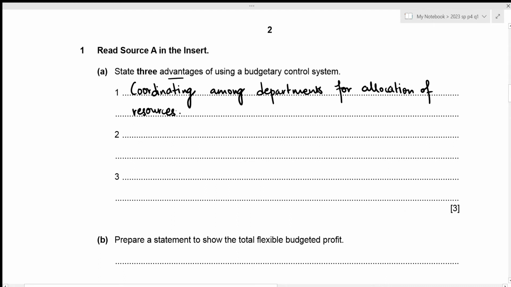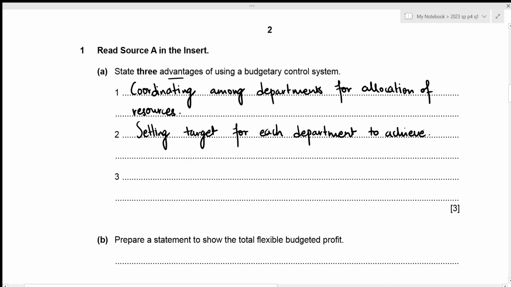The second advantage would be of setting a target for each department to achieve, because we're preparing a budget and essentially we're preparing a target for each of the departments. So that would be an advantage. Let's write it down. Setting target for each department to achieve.